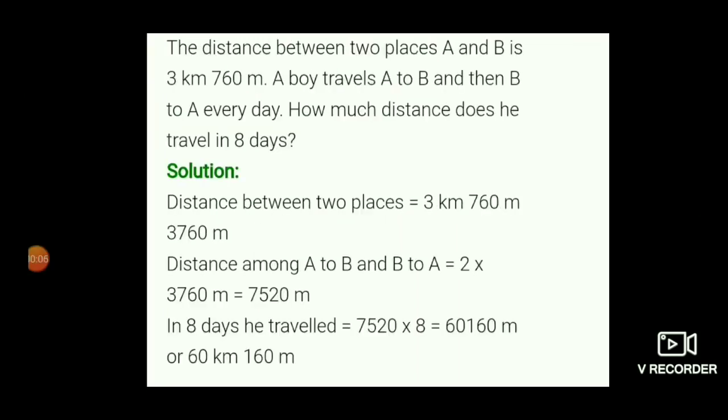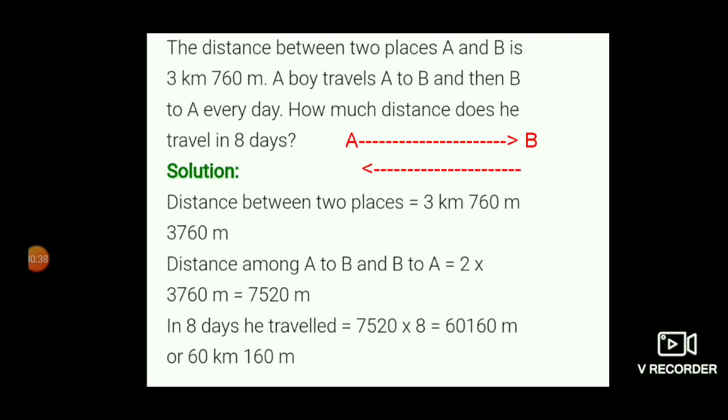In our next question, the distance between two places A and B is 3 km 760 meter. A boy travels A to B and then B to A every day. How much distance does he travel in 8 days? So, there is a boy who travels from A to B and from B to A on the same day. We have to calculate the distance traveled by him in 8 days.